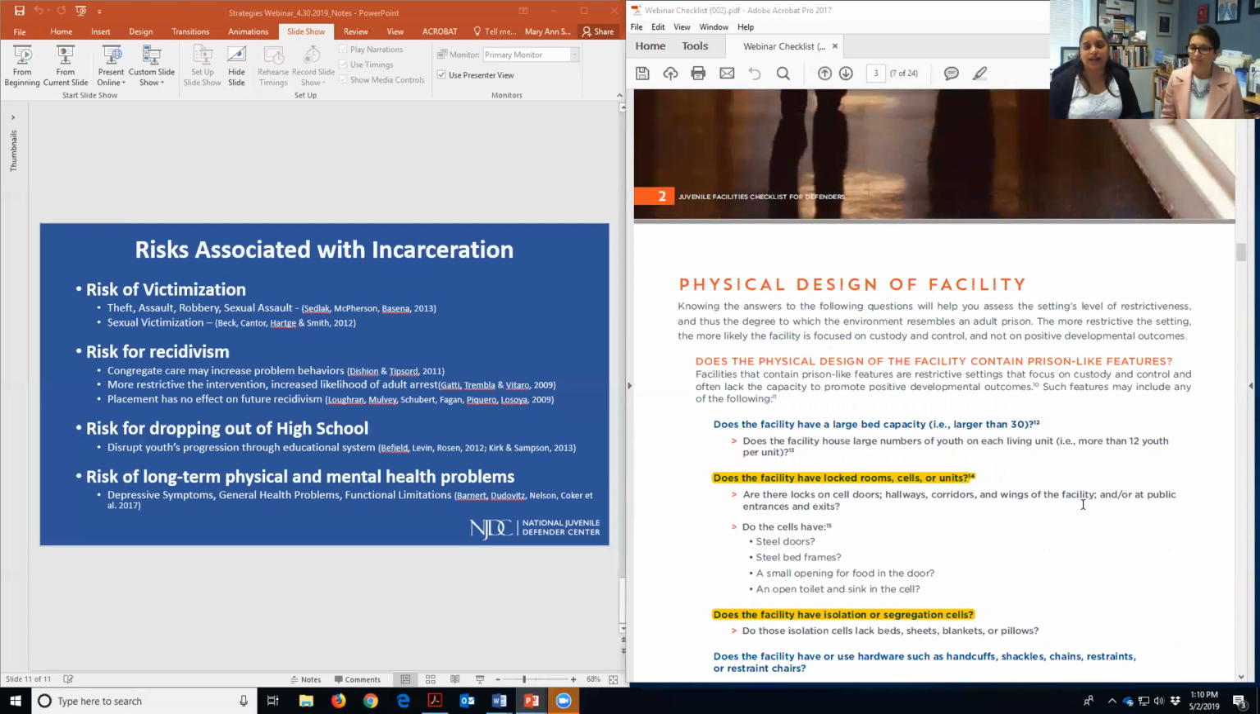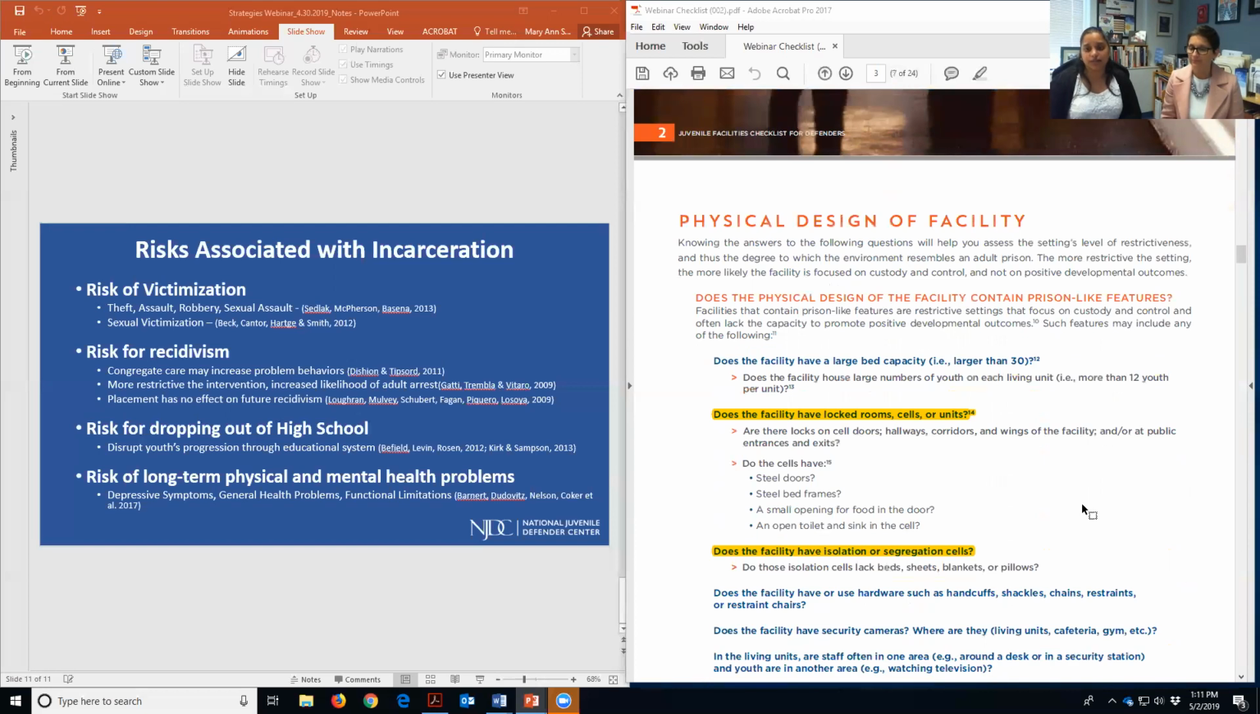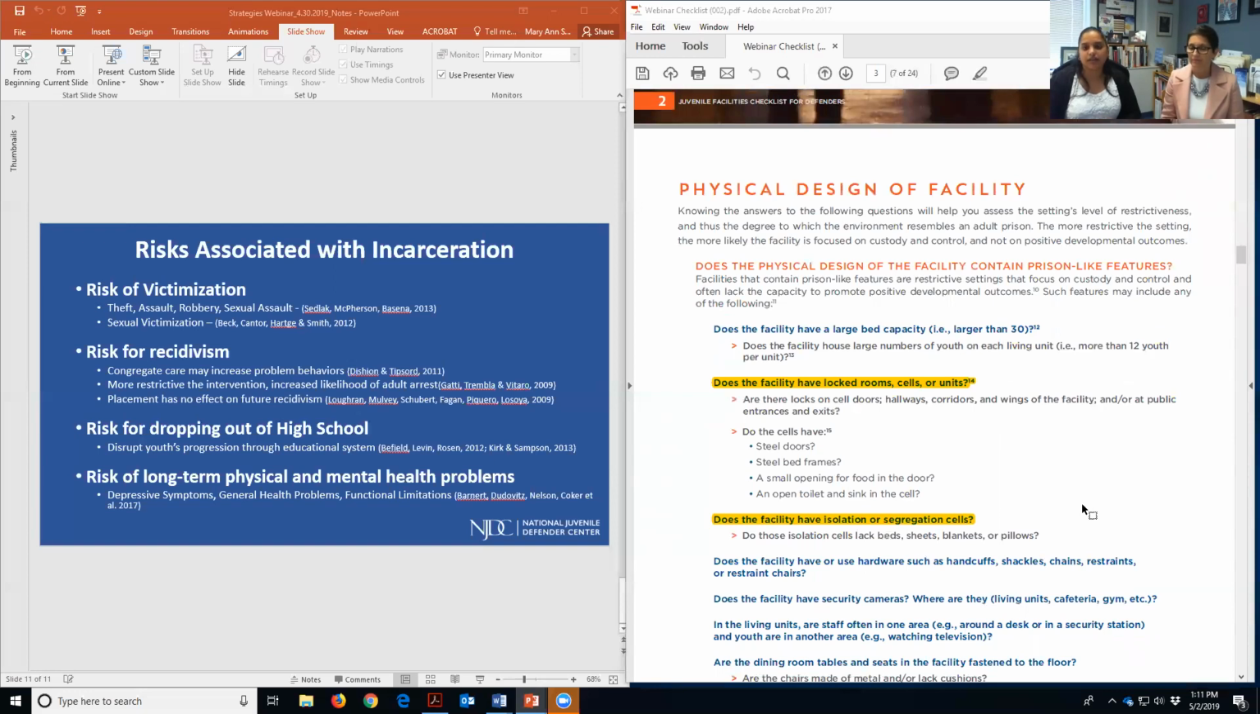So the physical design of the facility is important to note because it helps defenders assess the setting's level of restrictiveness within the facility. So what was the purpose of your facility? Was it punitive and focused on custody and control, such as adult prisons, or was the purpose more focused on positive developmental outcomes, which is what we would hope juvenile facilities to be focused on?